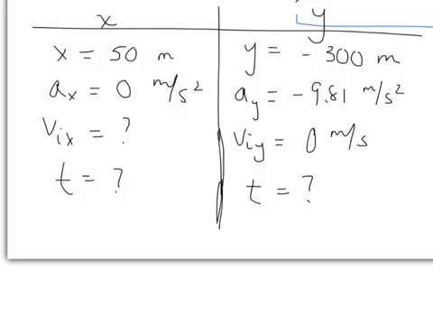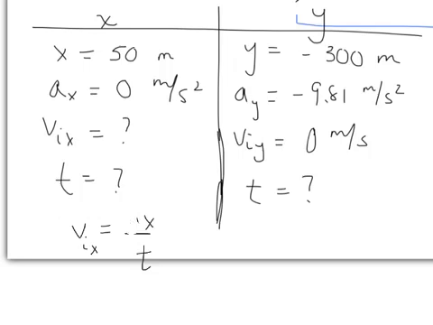Velocity equals change in x over change in time. Remember this formula from the beginning? This is the only formula we're going to use in the x direction always, because acceleration is always 0. So what you can do is write it as Vix equals x over t.